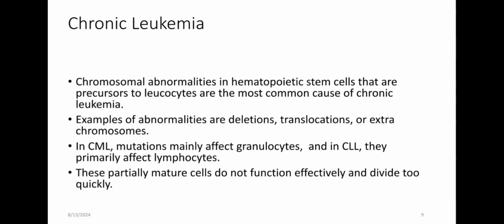However, we need to know, unlike acute leukemias, in chronic leukemia, cells are partially mature. These partially mature cells do not function effectively and they divide too quickly. So this leads to accumulation in the peripheral blood and lymphoid organs, which can lead to anemia, thrombocytopenia, and leukocytosis.